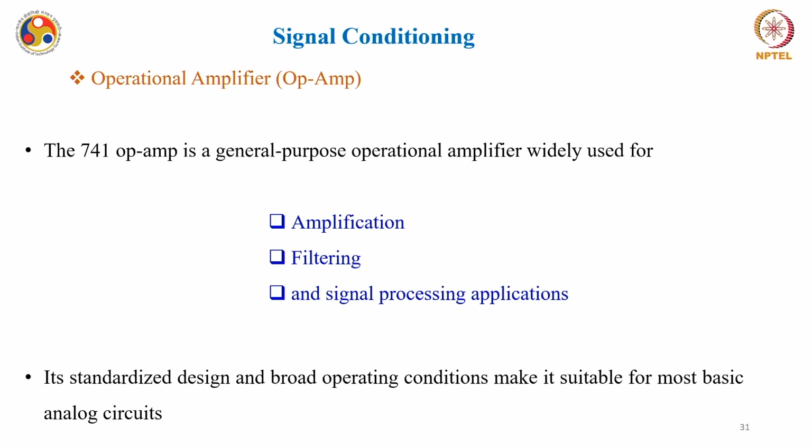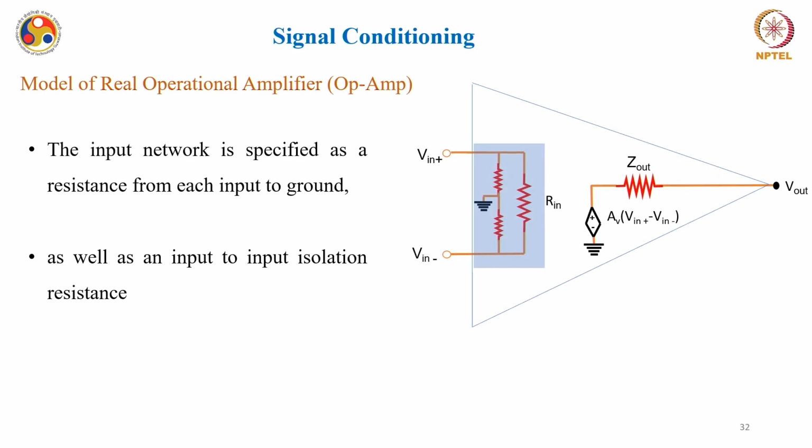The 741 op-amp is a general purpose operational amplifier widely used for amplification, for filtering and for signal processing applications, and its standardized design and broad operating conditions make it suitable for most basic analog circuits. You will find all the circuits which utilize an op-amp containing this 741 IC chip. So we now have a basic understanding of the op-amp and its ideal characteristics, but an ideal op-amp does not exist.